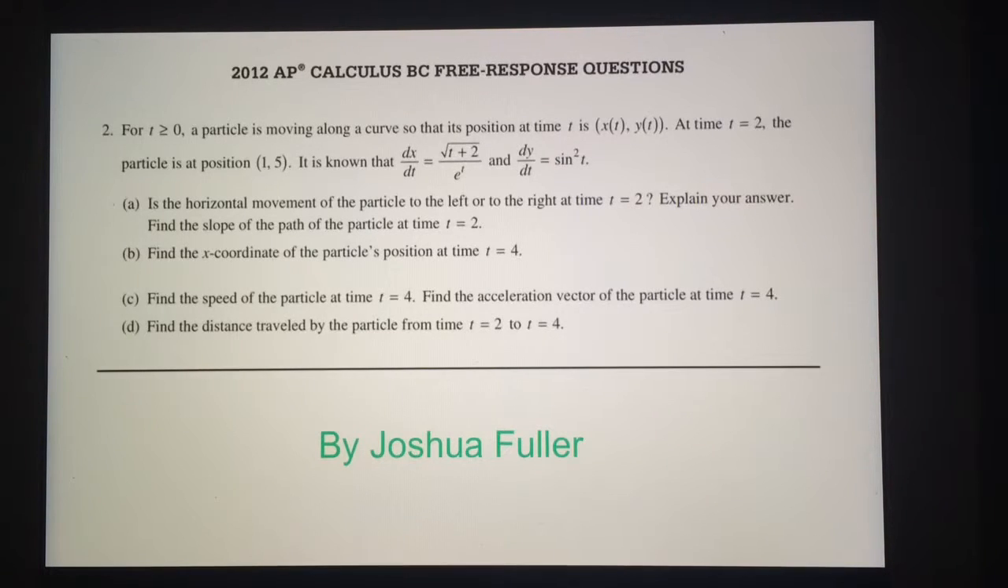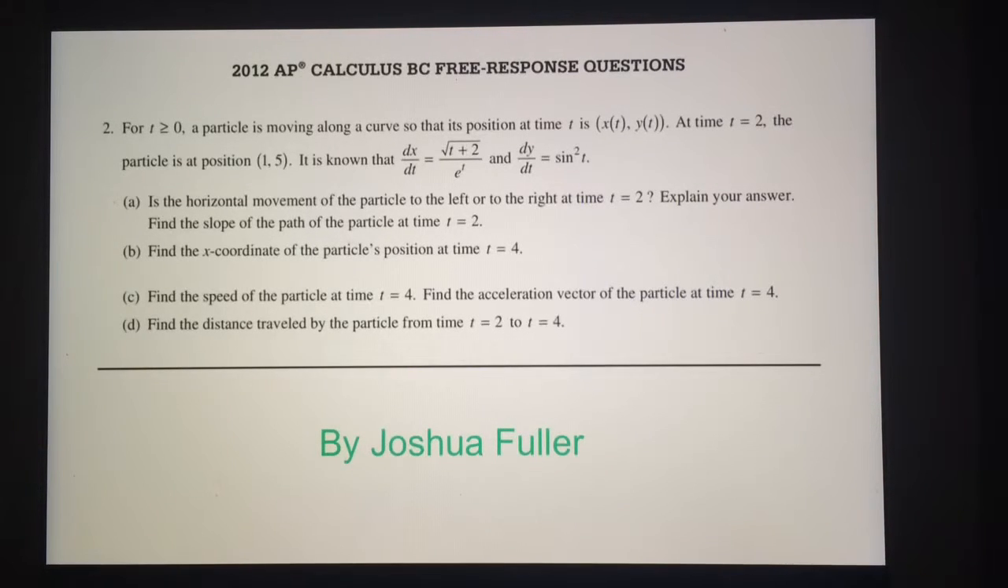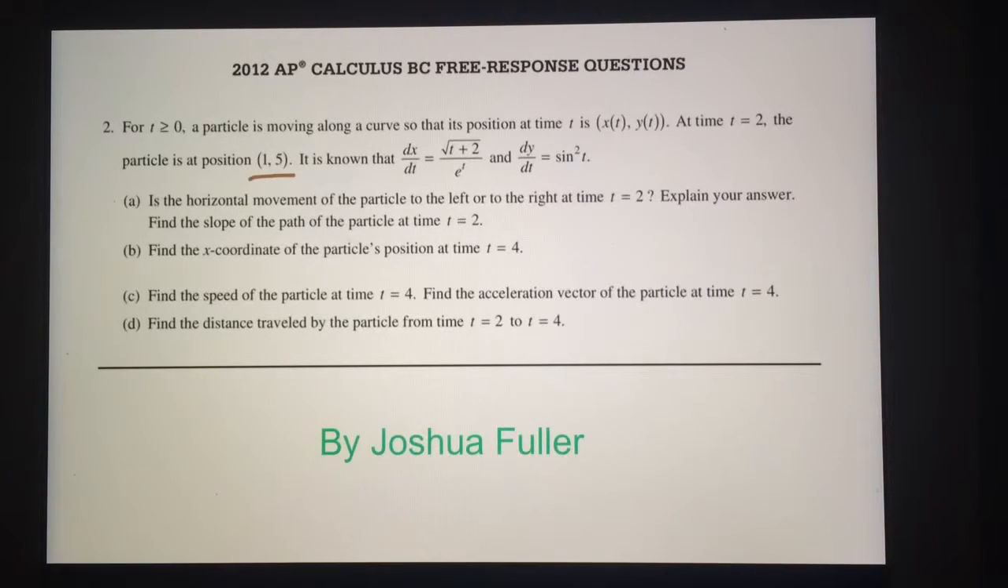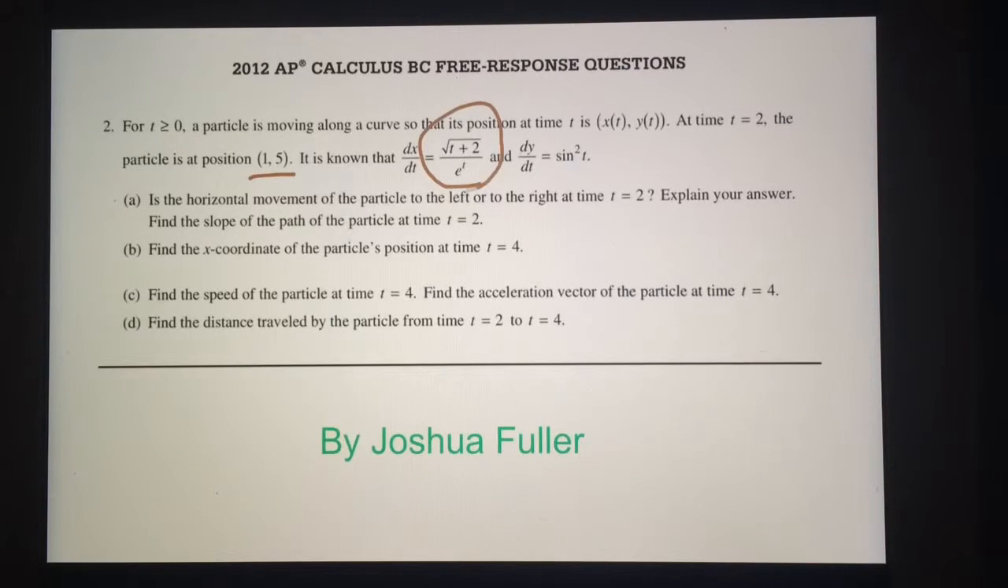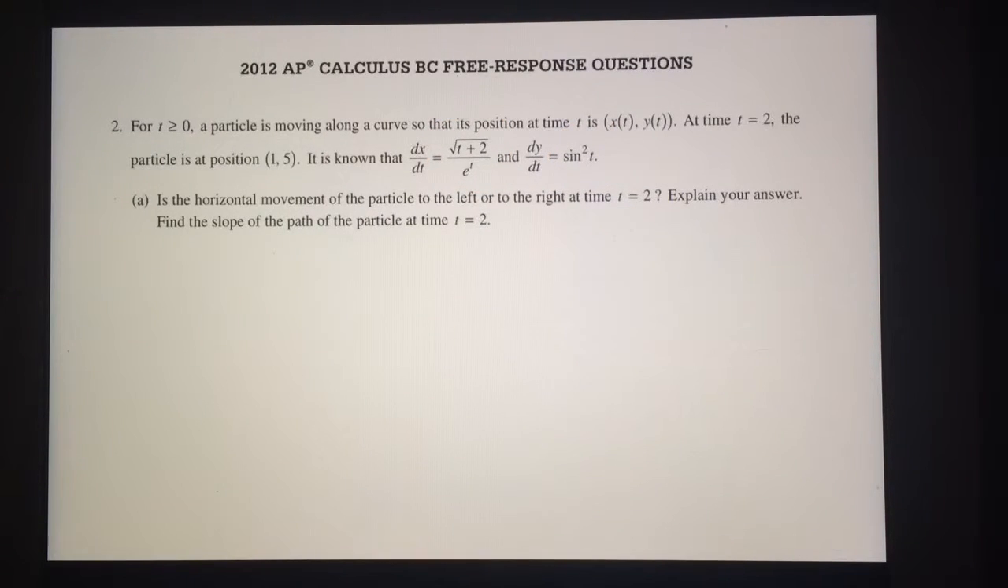For t greater than 0, a particle is moving along a curve so that its position at time t is (x(t), y(t)). At time t equals 2, the particle is at position (1, 5). It is known that the derivative of x is this, and the derivative of y is this. Those will be important later. So, let's move on to part A.